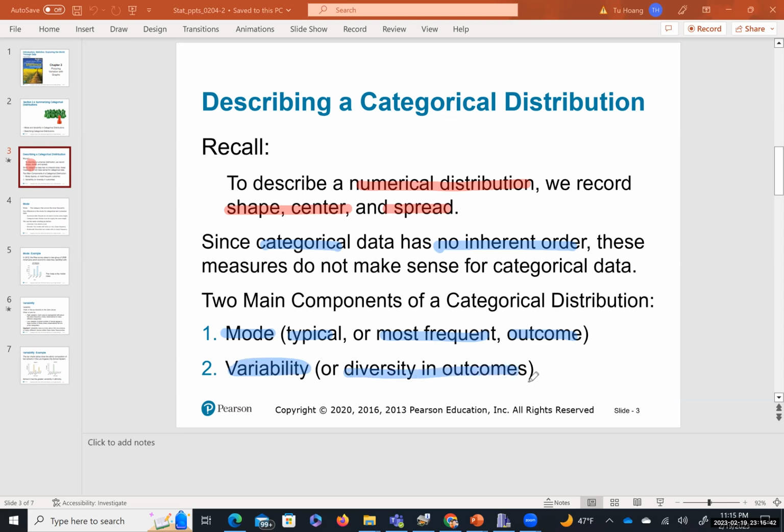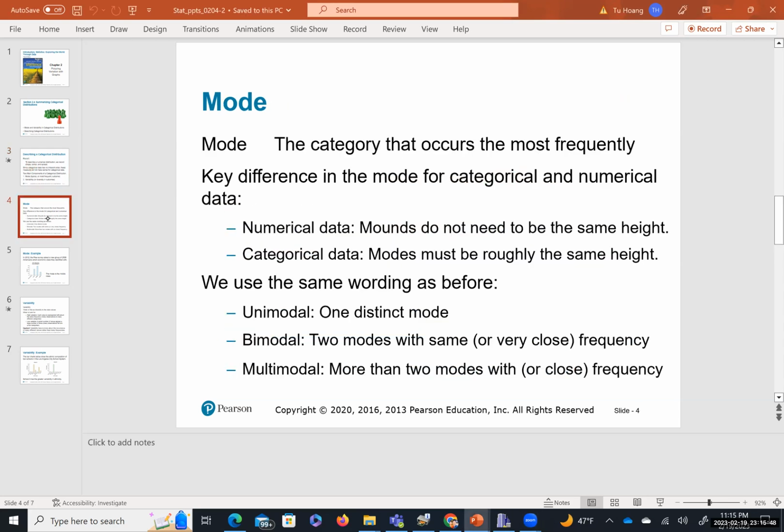Okay, so let's focus more on the mode of categorical data. The mode is the category that occurs the most frequently. So the mode is the most frequent category that appears.